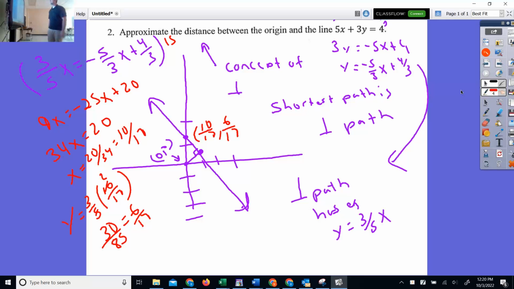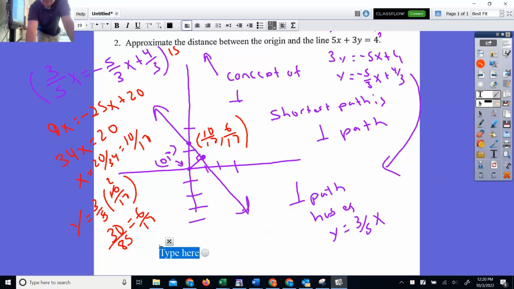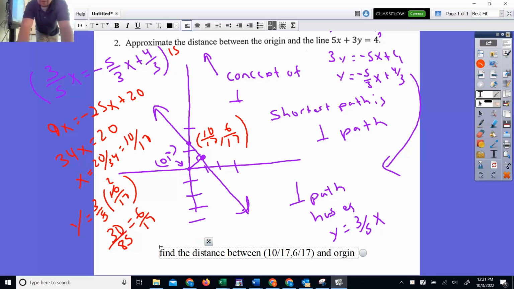Okay, that was the gist of it. So I'm going to save this part for you. Your task is to find the distance between that point and the origin, and I would suggest that you use the distance formula. So you need to find the distance between 10/17, 6/17, and the origin, which is at 0, 0, thankfully. And I would use the distance formula.